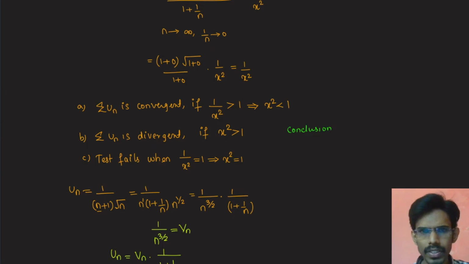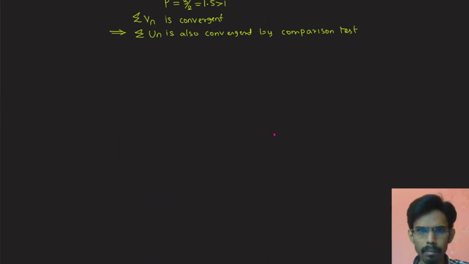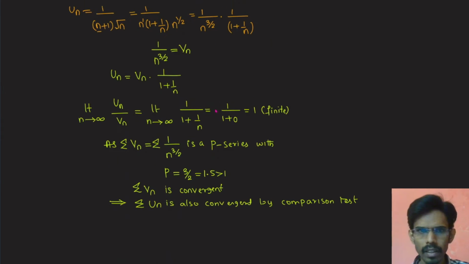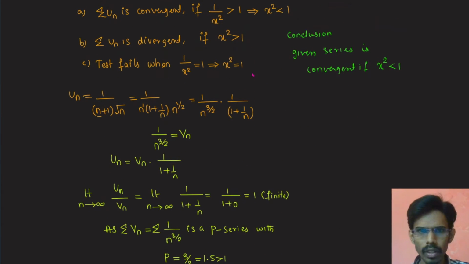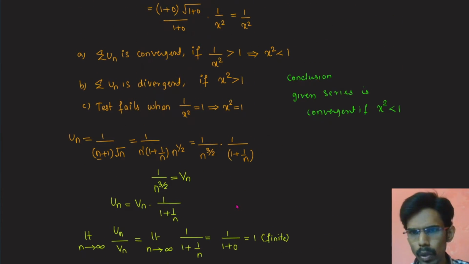The given series is convergent if x square is less than 1. But by comparison test we see that when x square is 1, then also the series is convergent. So here I will include that part also.